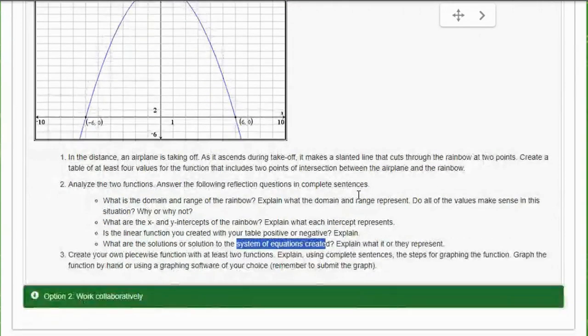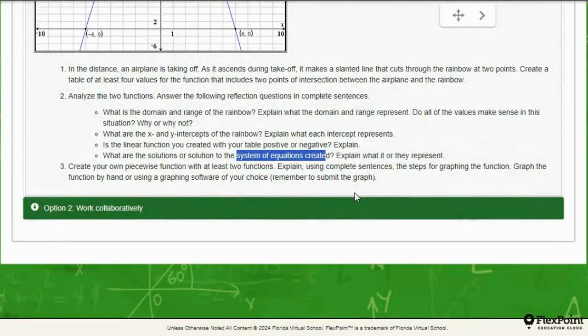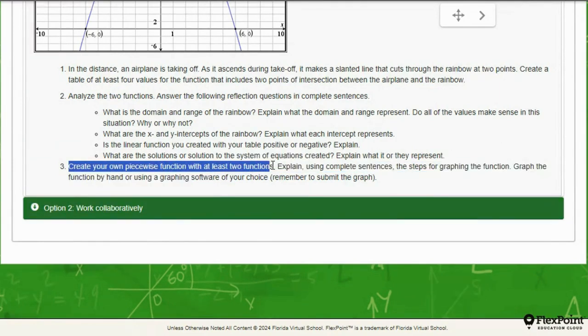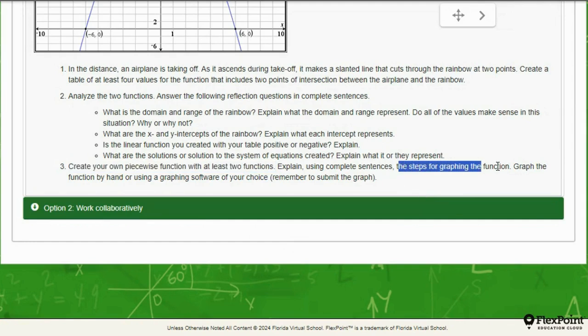Okay, and then here's number 3, which is totally unrelated. Okay, get this. Number 3 is totally unrelated to number 1 and 2. Create your own piecewise function with at least 2 functions. You can make more functions if you want. And then show the steps for graphing it. And then graph the function by hand or using the graph software. Remember to submit the graph.